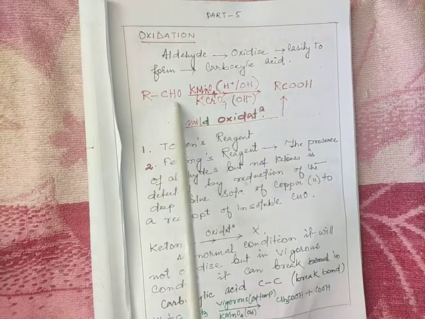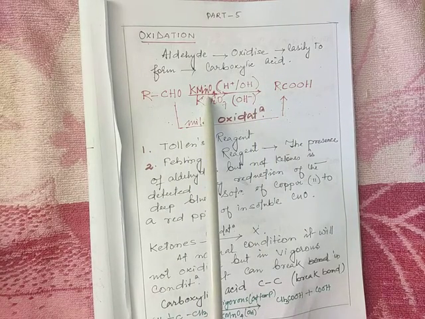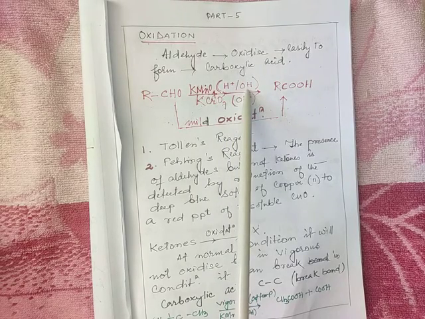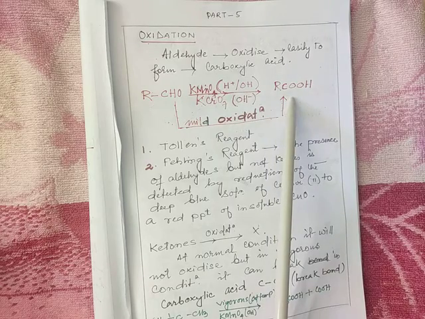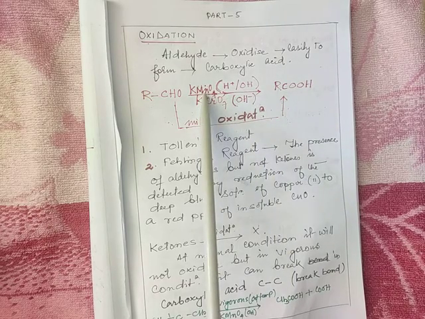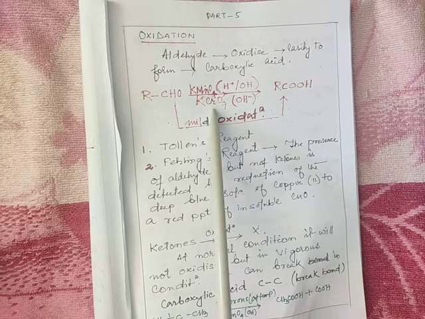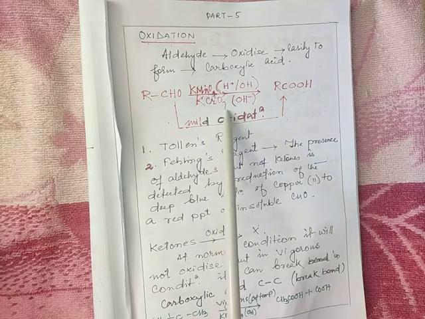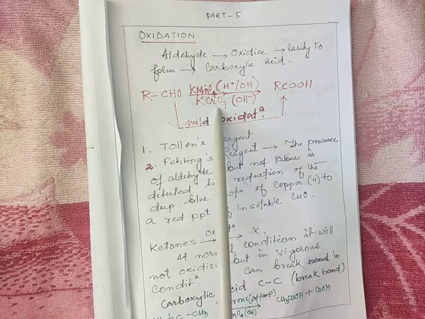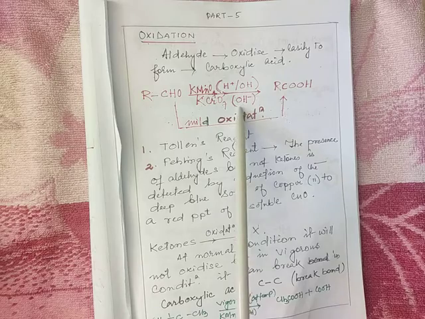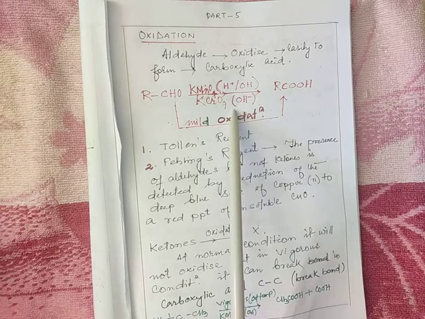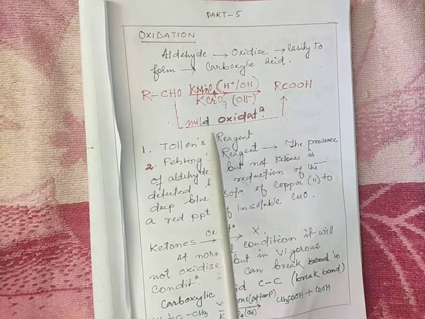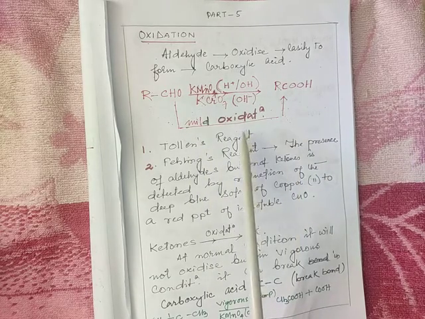Now here, aldehydes in the presence of potassium permanganate, in acid or basic medium, form carboxylic acid. The oxidizing agent here is potassium permanganate, and if we are not taking potassium permanganate, then we can use potassium dichromate. When we use potassium dichromate in basic medium, it will form carboxylic acid. So this reaction is a mild oxidation reaction.